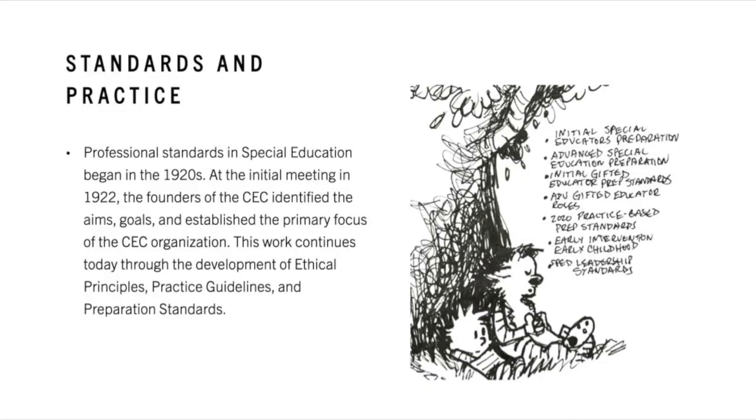The Council for Exceptional Children's professional standards in special education began in the 1920s. More specifically, the initial meeting began in 1922, where the founders of the CEC identified aims and goals and established a primary focus of the CEC organization itself. This work continues today through the development of ethical principles, practice guidelines, and preparation standards.